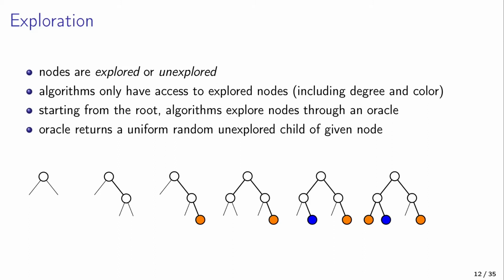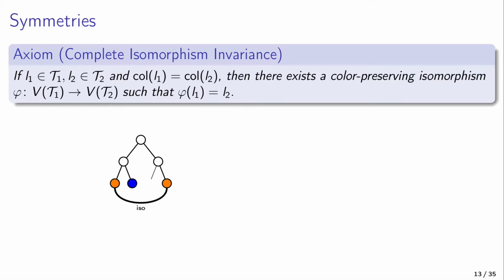You might be wondering why we are done, because obviously there's still this one part of the tree that we have not explored yet. But however, we are still lacking one more very important property of the model. This property or axiom is called complete isomorphism invariance. What it says is that if there are two equally colored leaves, for example two orange leaves, then there must also be a color-preserving isomorphism of the tree mapping these leaves onto each other.